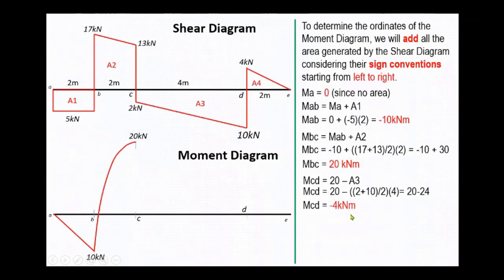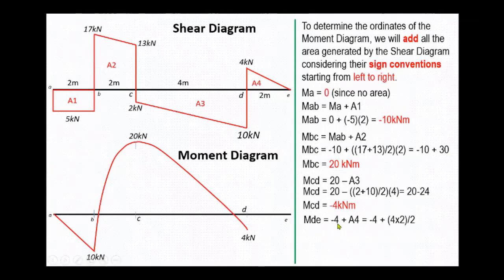Now, drawing the curve from C to D in the moment diagram, we consider the value of the shear from C to D, since it is decreasing from 2 to 10. Our curve at C to D in the moment diagram will be increasing, since the relationship of shear to moment is opposite. So therefore, we will draw an increasing curve C to D in the moment diagram, 4 kilonewton meter.